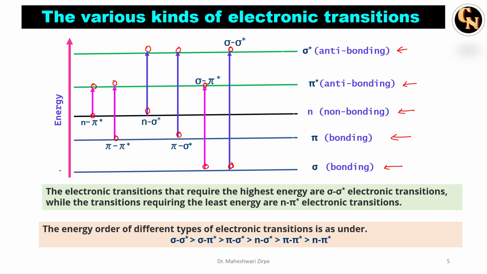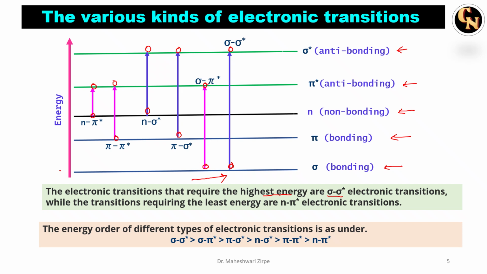The highest energy electronic transition is sigma to sigma star, while the transition requiring the least energy is n to pi star. The energy order of the different types of electronic transitions is as follows, in the same order as the energy required. Sigma to sigma star has the highest transition height, so it requires the most energy. Then it is sigma to pi star, then pi to sigma star, then n to sigma star, and pi to pi star, and so on. As you go toward the right-hand side, the energy order is lower.